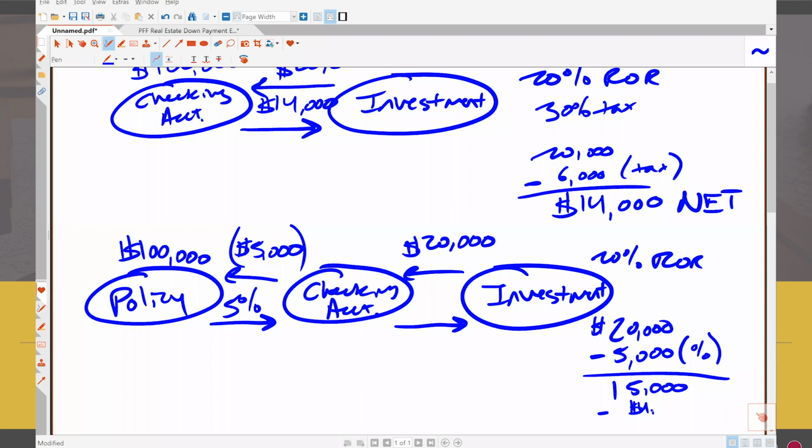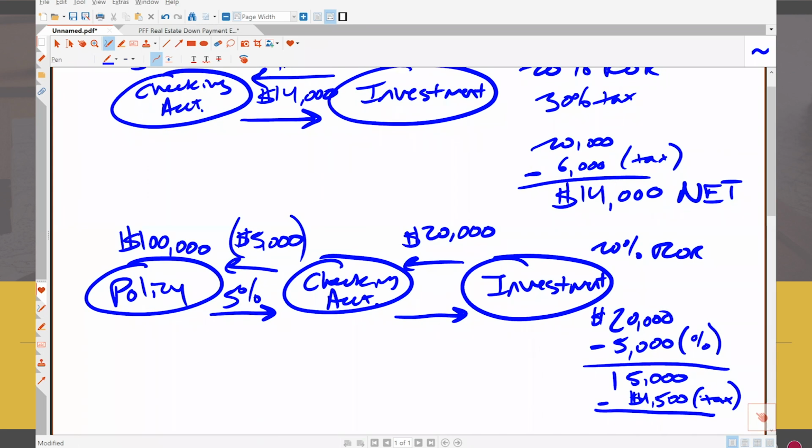I still owe some tax. I've got to take out $4,500 for the tax man. Can't get that all the way to zero. And at the end of the time frame, we are left with $10,500 in the checking account. So we had to use our checking account to pay tax of $4,500, and we had to use our checking account to pay interest of $5,000. Whereas above we had $14,000 in our checking account, we only have $10,500 in our checking account here.